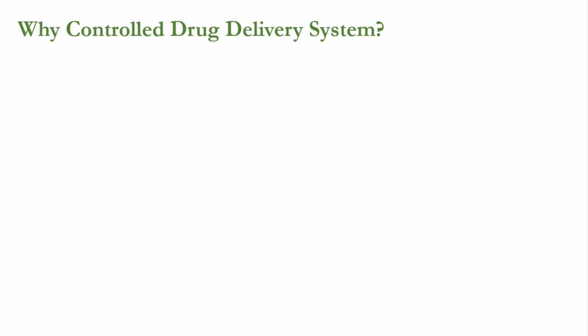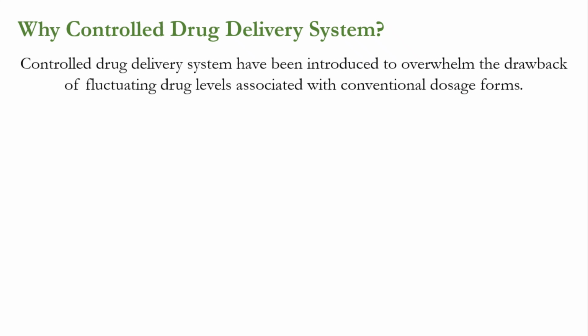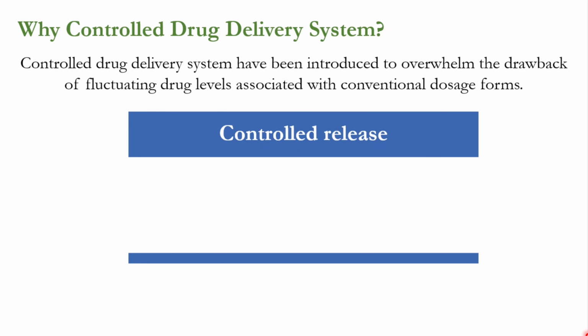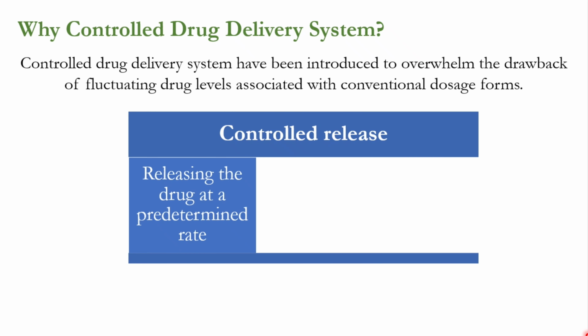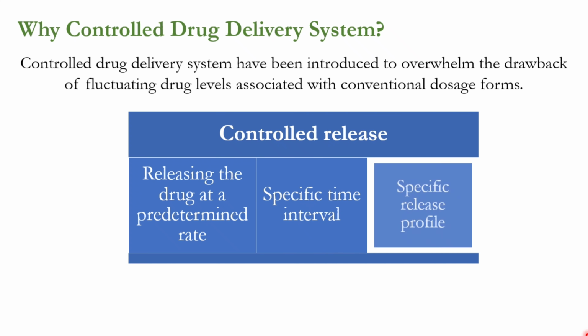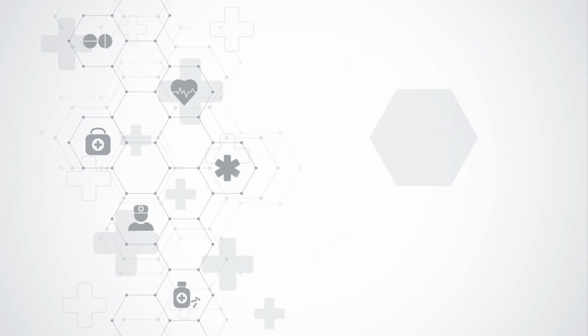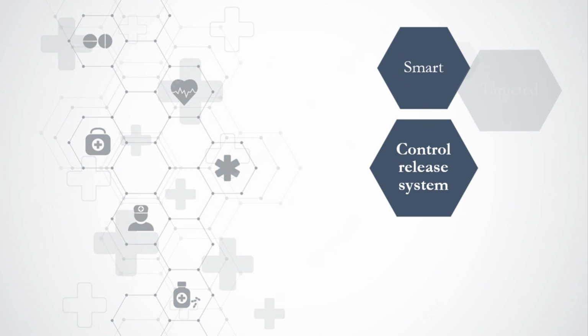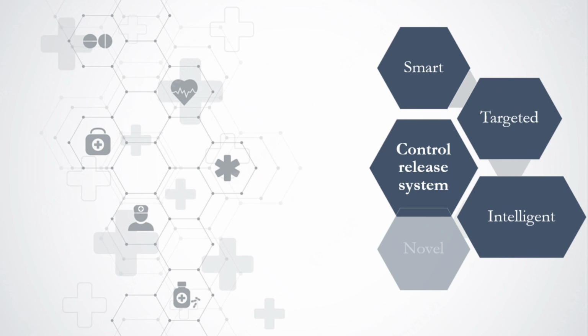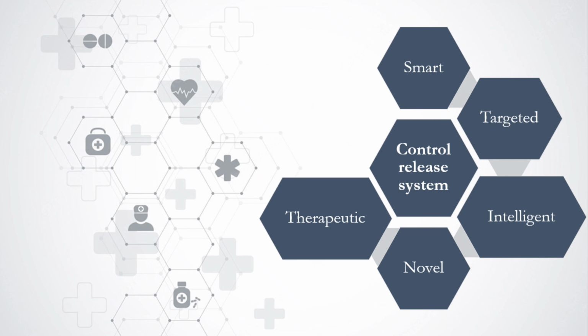Now let's see why we need to control the drug delivery system. It has been introduced to overcome the drawback of fluctuating drug levels associated with conventional dosage forms. The controlled release of a drug involves releasing the drug at a predetermined rate at a specific interval and having specific release profiles. The other names for controlled release systems include smart, targeted, intelligent, novel, and therapeutic.